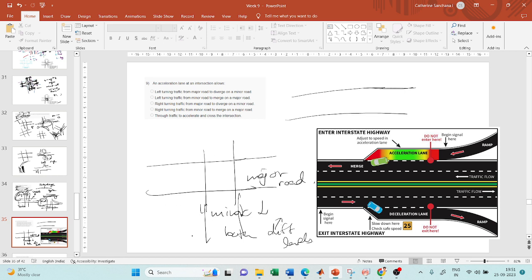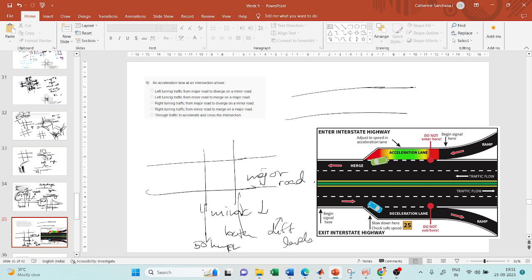So what is an acceleration lane? On my minor road, the speed of the vehicle, let us say, is 50 km/h, and the speed of the vehicles on the major road is 100 km/h. Now, if I want to switch from this road and move in this direction, I have to increase my speed from 50 to 100 km/h. But here I'm traveling at 50 km/h. When I'm turning, I cannot make it to 100 km/h because it is a risk. So I have to make it to 100 km/h and then only enter this highway.